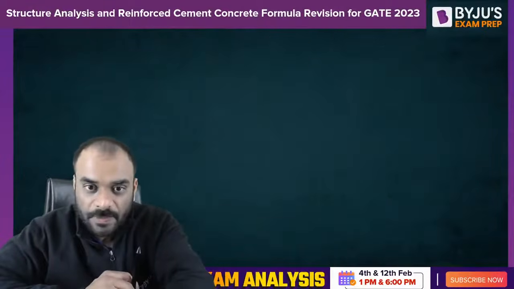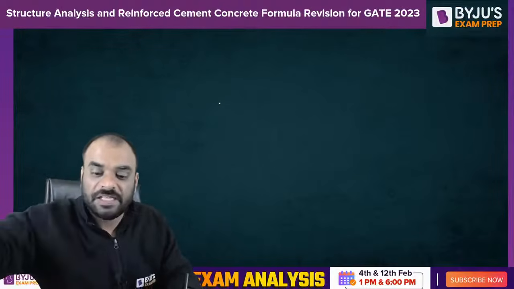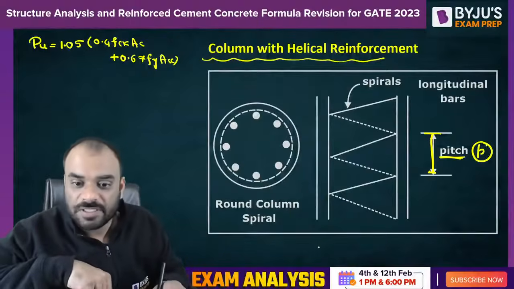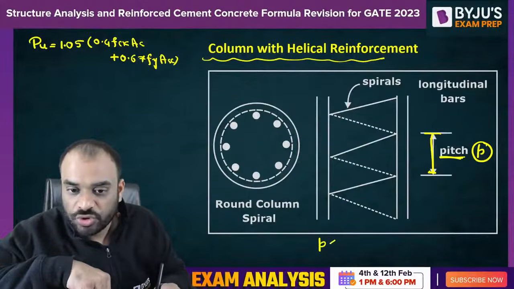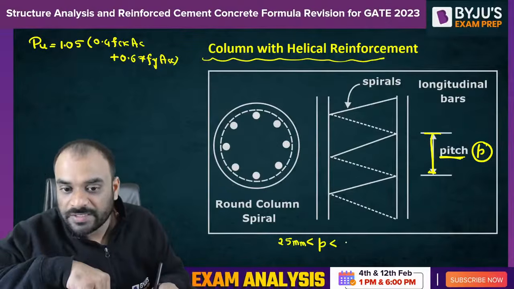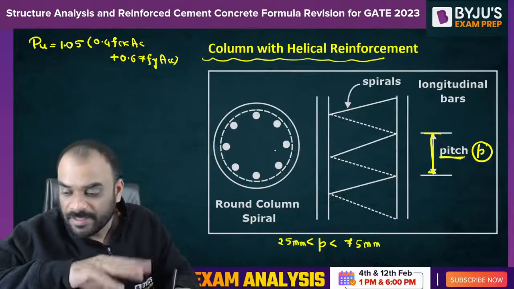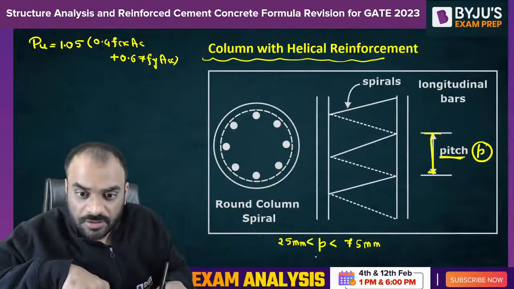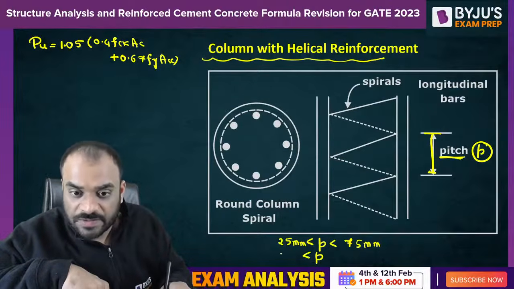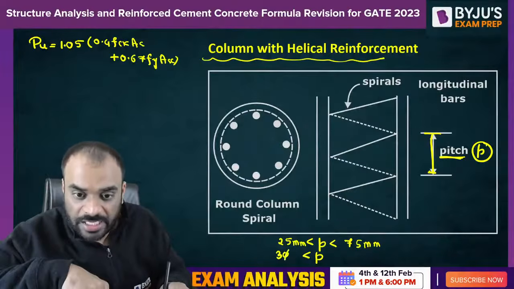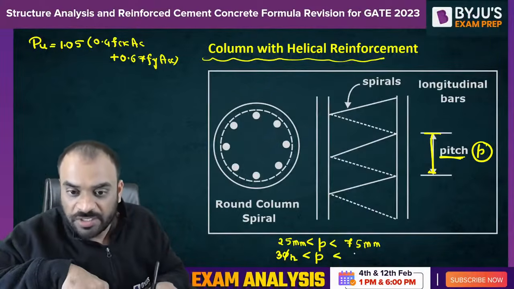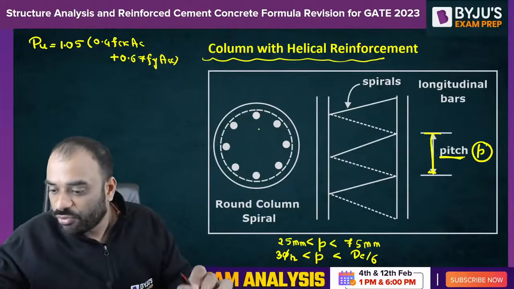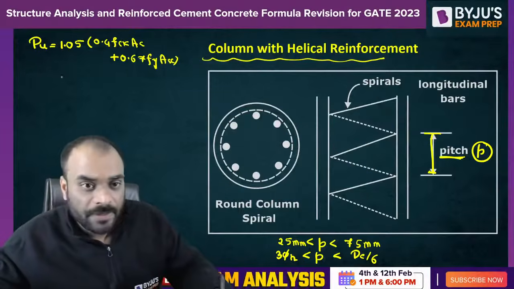Clear? Done. Next thing is basically pitch. So guys, this permissible pitch value should be greater than 25 mm and less than 75 mm. Clear? Next permissible condition is 3 times of helical reinforcement dia, but it should be less than dia of core divided by 6.